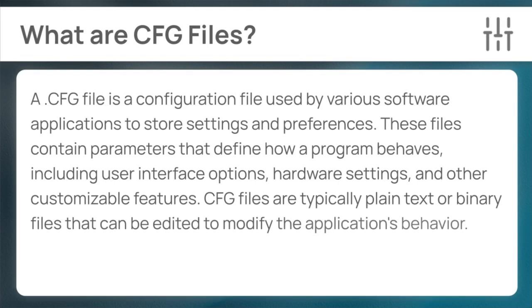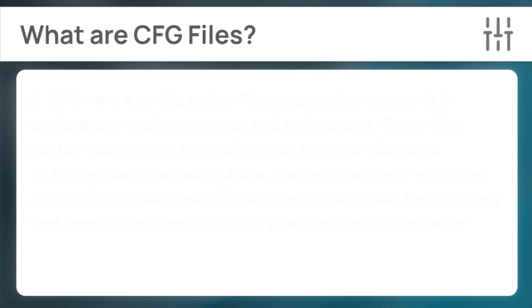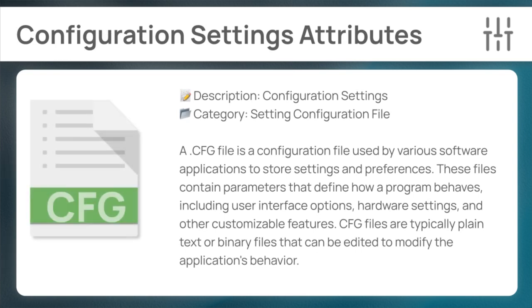We must consider the CFG file a member of the proprietary setting configuration file structure. It is structurally aligned with the configuration settings standard. A CFG file is a configuration file used by various software applications to store settings and preferences. These files contain parameters that define how a program behaves, including user interface options, hardware settings, and other customizable features. CFG files are typically plain text or binary files that can be edited to modify the application's behavior.